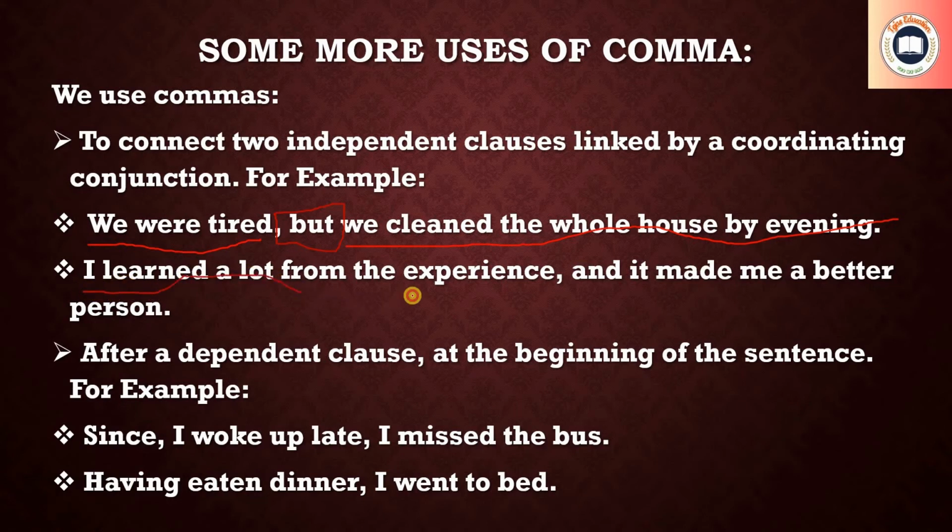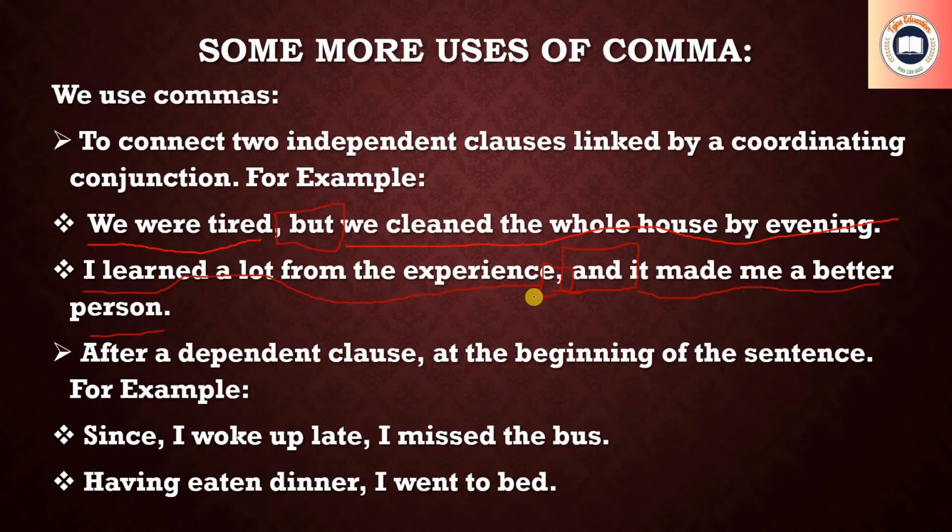I learnt a lot from the experience and it made me a better person. So these two are the independent clauses, and the coordinating conjunction here is "and". So there are two independent clauses and one coordinating conjunction, and before the coordinating conjunction I have my comma.